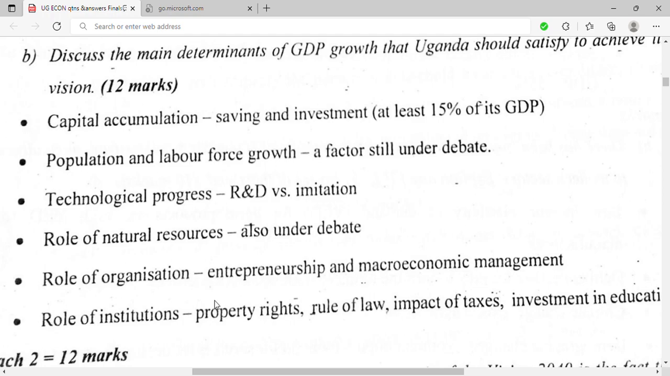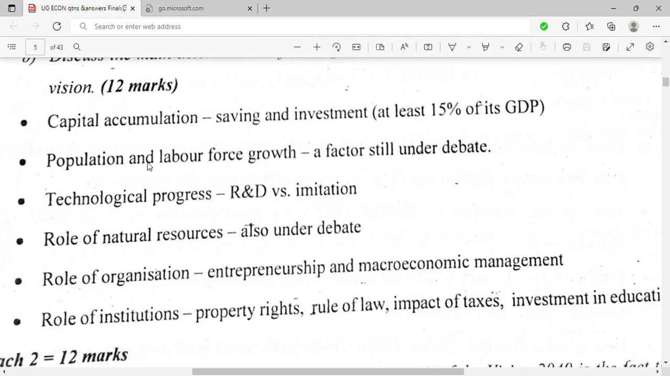Then the role of institutions, property rights, the rule of law, impacts of taxes, and then investment in education. For example, if there is investment in education, a lot of people will be equipped with knowledge, which they'll go out there and apply, which will increase entrepreneurship and production, which in turn will lead to GDP growth. So these are the main determinants of GDP growth: capital accumulation, population and labor force growth, technological progress, the role of natural resources, the role of organizations, and the role of institutions.